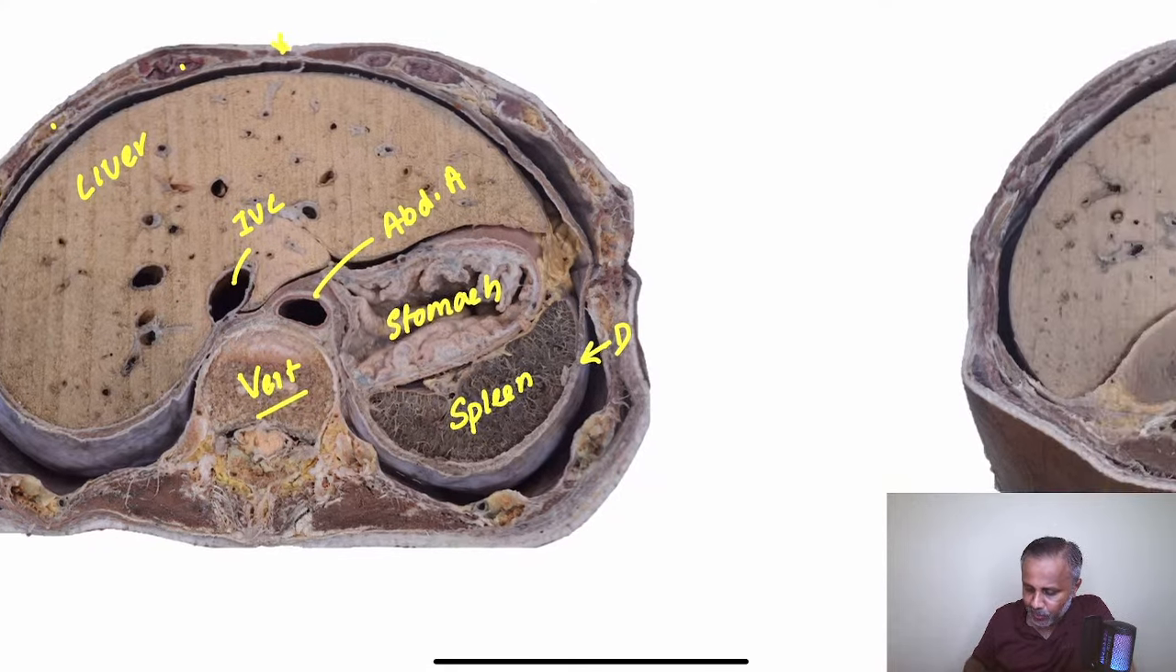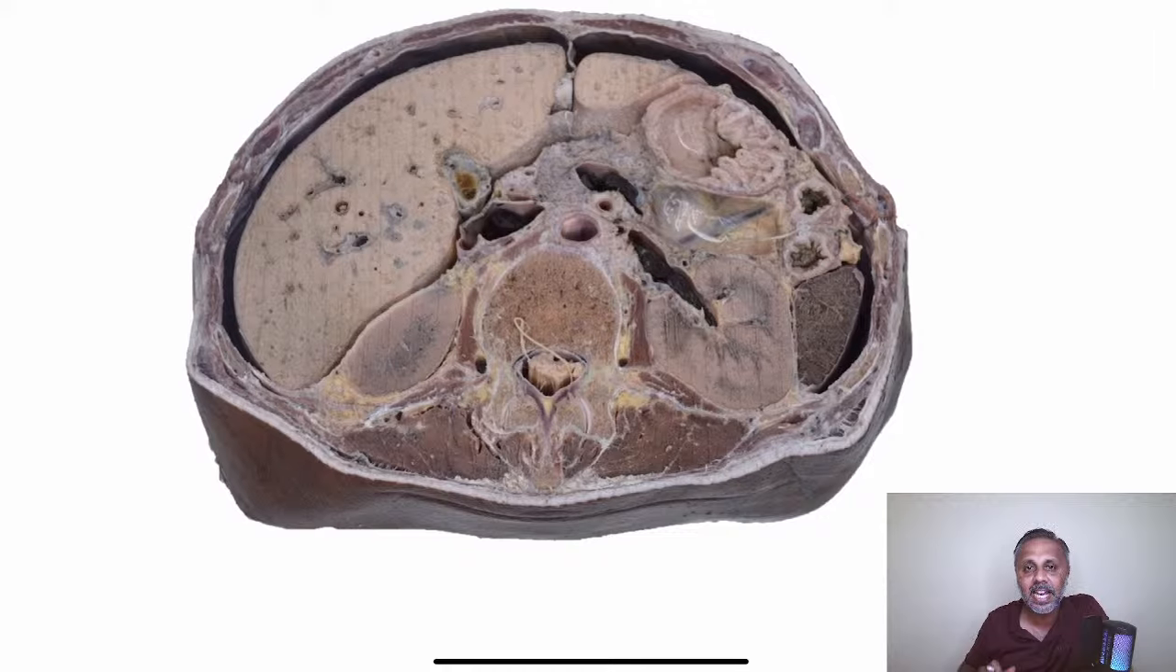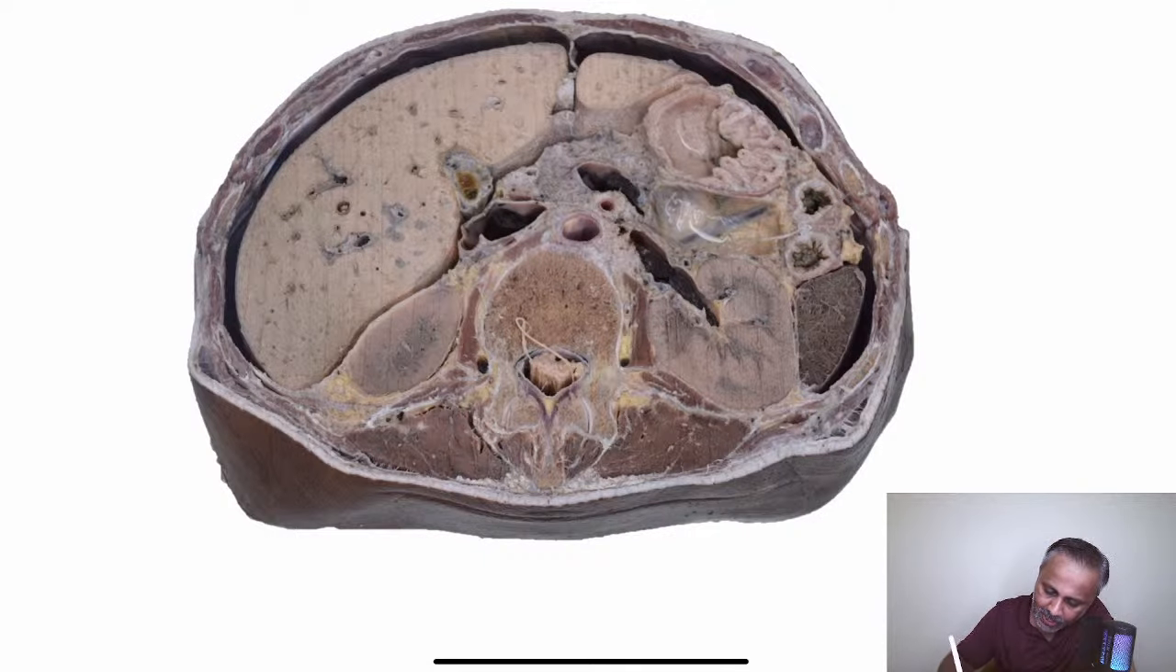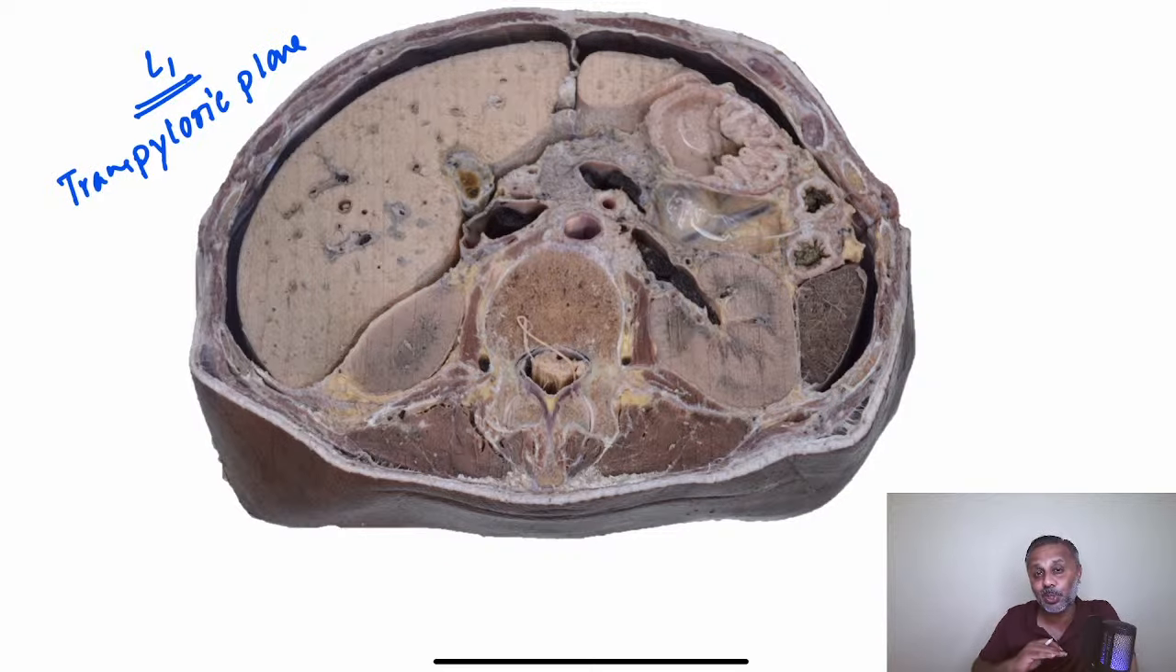Just compare this with the section taken slightly below, at the level of L1. Now, why do I say that? This is the section taken at the level of L1 vertebra. Remember, L1 vertebra also signifies the transpyloric plane, that is, the plane passing through the pylorus of the stomach. Anteriorly, it passes through the tip of the 9th costal cartilage or fundus of the gallbladder, and posteriorly, it passes through the lower border of L1. So let's take this as the lower border of L1.